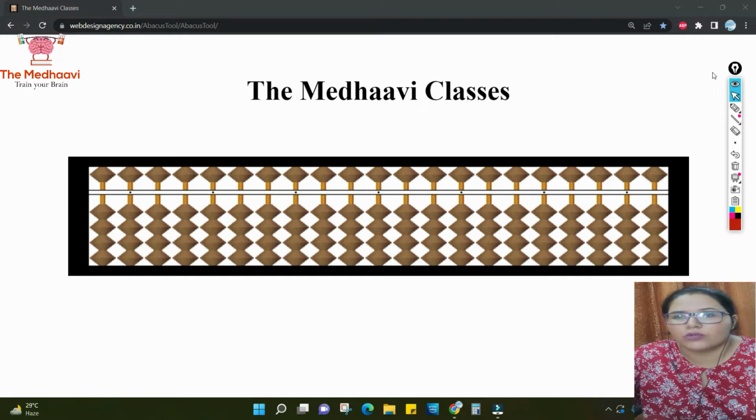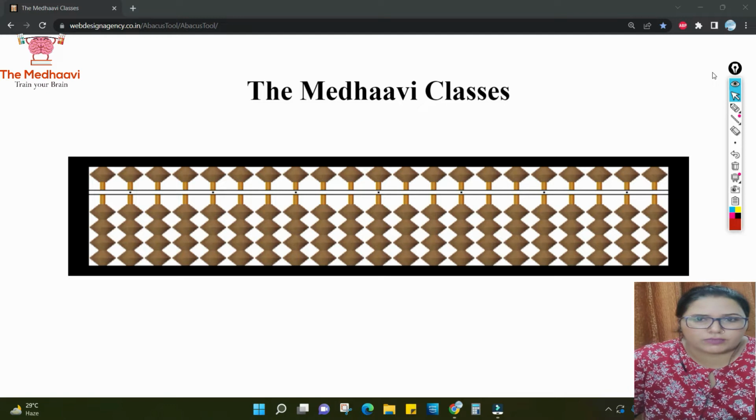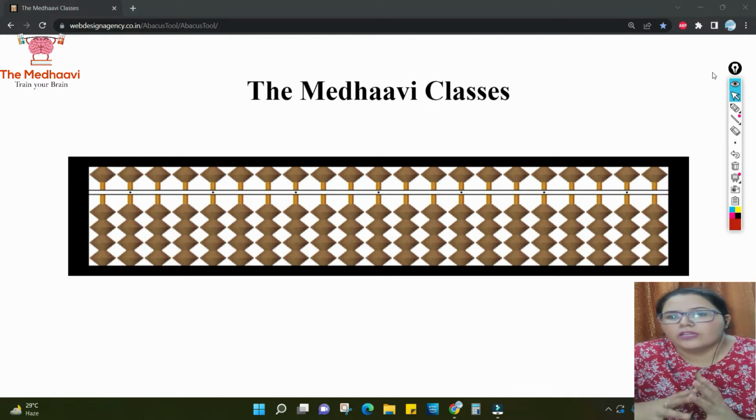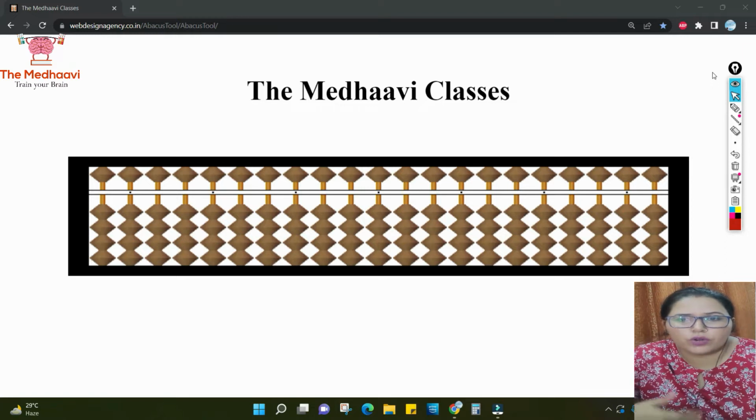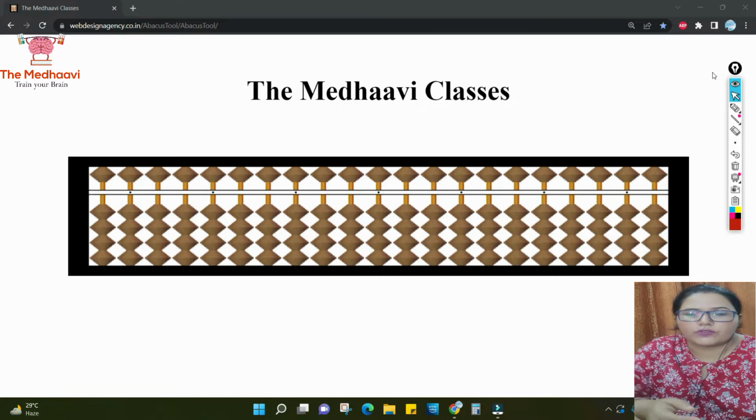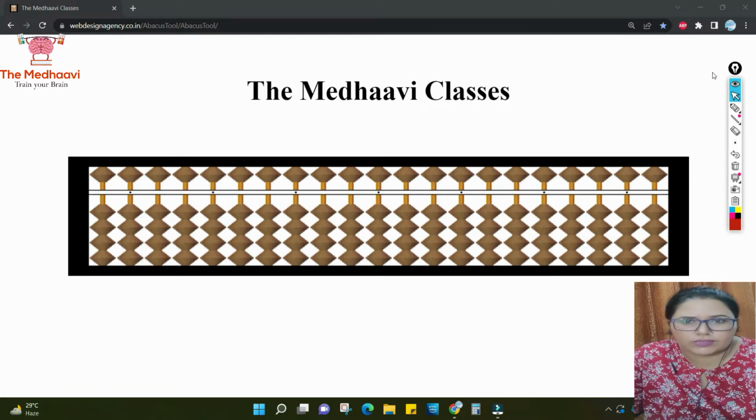Then we learned how you can do addition and subtraction on Abacus, right? For addition, you need to move the bead towards the answer bar. For subtraction, you have to move the beads away from the answer bar, right? Then we came to know that there are a few questions which we will not be able to solve like that only. So we need to learn a few formulas, right?